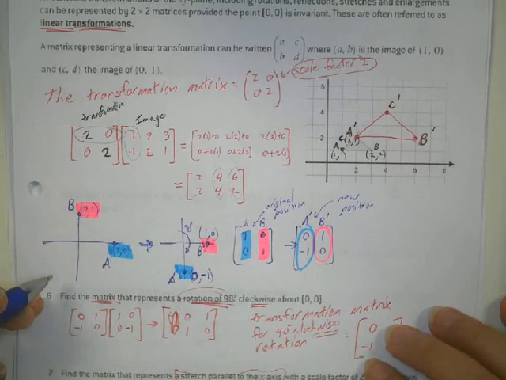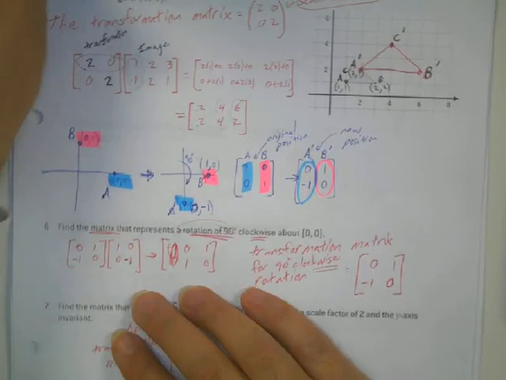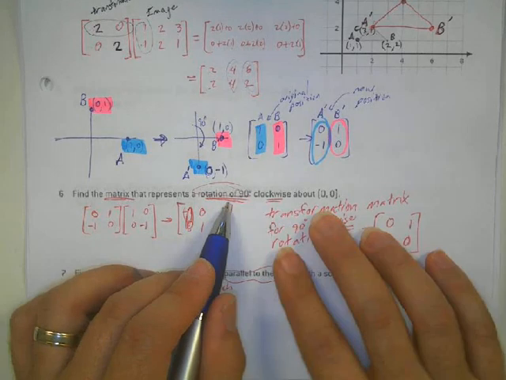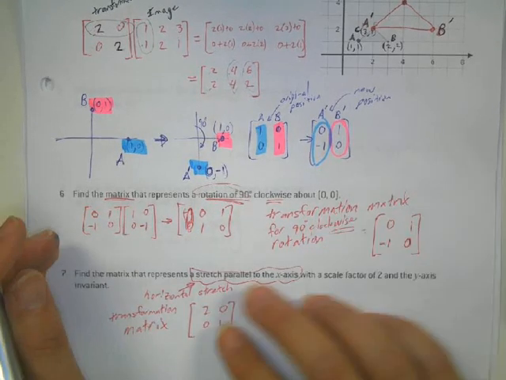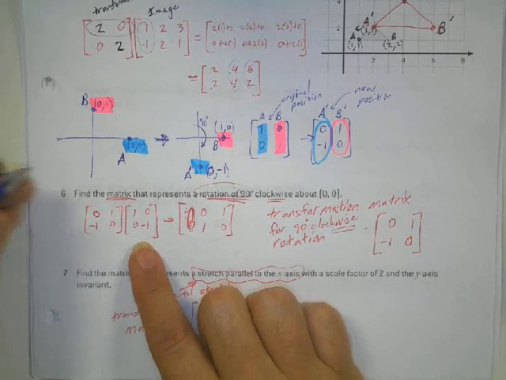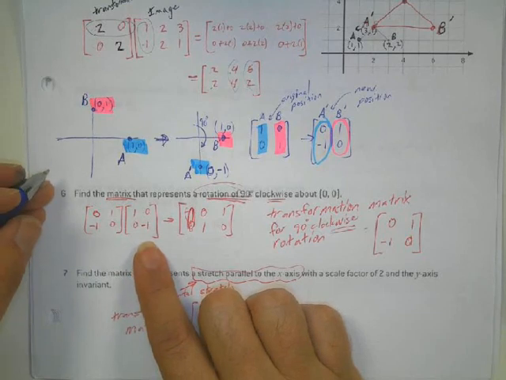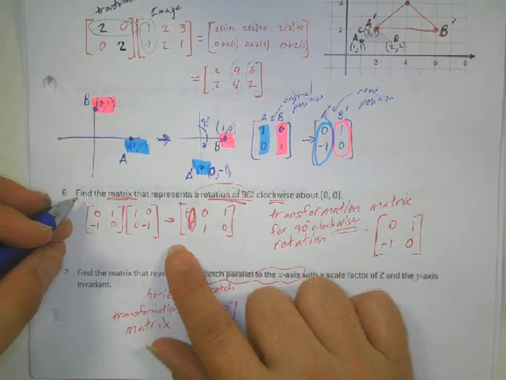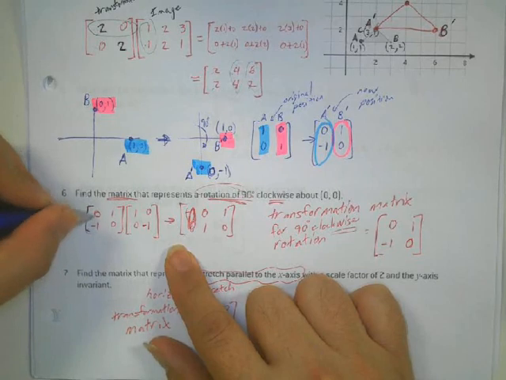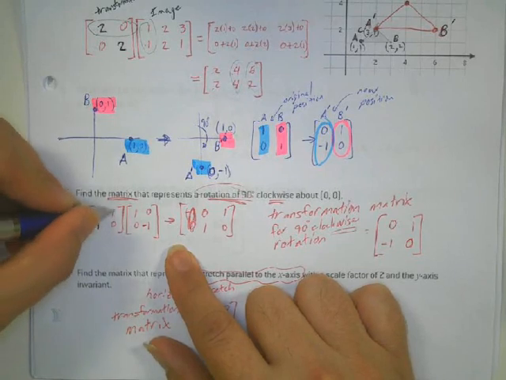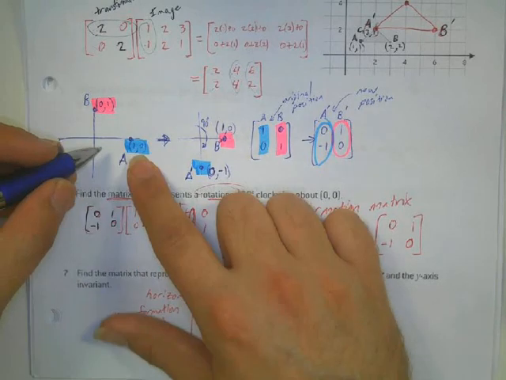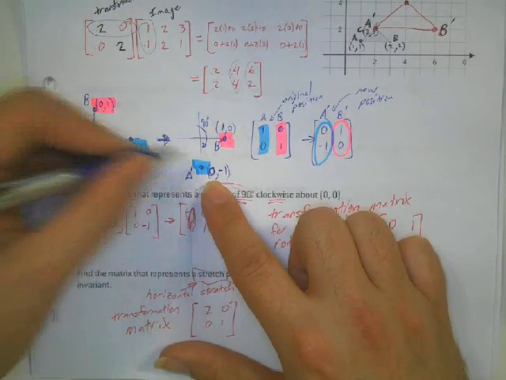Okay, so 6 here says, let's think about a matrix that represents a 90-degree clockwise rotation. If I've got a 90 degrees clockwise rotation, then I made up this example here. If we've got 0, 1, 1, 0, and I've got this original point, which is right here. What did we do here?